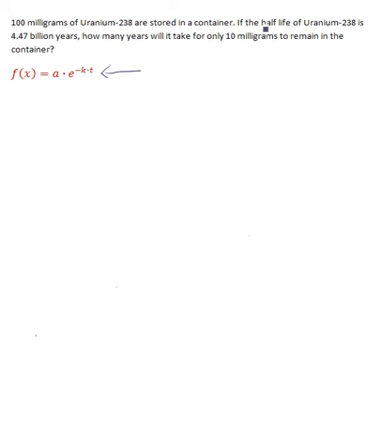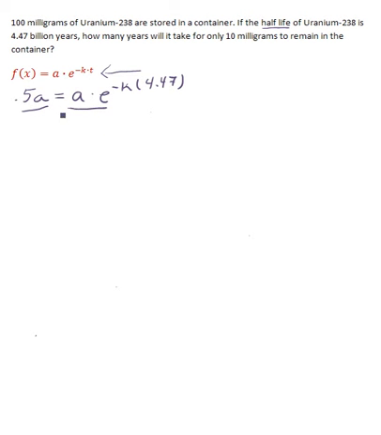So we're told that the half-life of uranium-238 is 4.47 billion years. So what that tells us is that exactly half, or 0.5a, of our initial substance will remain after 4.47 billion years. I should note that at this time, instead of writing out 4,470,000,000, I'm just going to write 4.47 so that we can keep it somewhat condensed for solving.